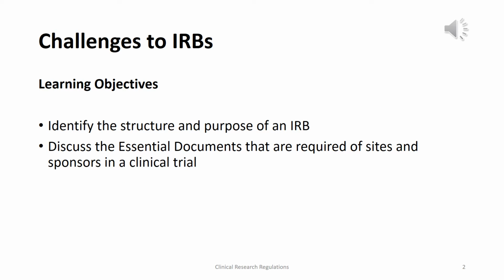Our learning objectives for this week: we're going to identify the structure and purpose of an institutional review board. That would include what its mission is, how it operates, and also the structure of its members as far as how they're configured to comply with GCP requirements. We'll also discuss the essential documents that are required of sites and sponsors in a clinical trial. So we'll have a list of those. I'll explain what they are, and we'll put some examples out there for you to see.